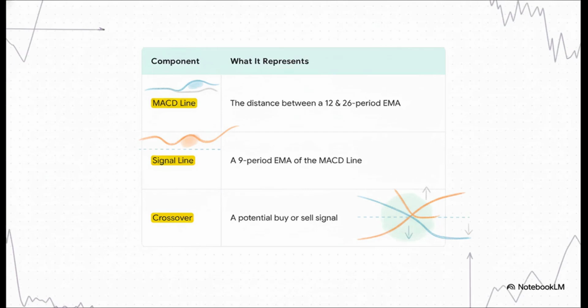Let's break it down real quick. You've got the main MACD line itself, which is just the space between a fast 12-period average and a slower 26-period one. Then there's the signal line, which is basically a smoothed-out version of that MACD line. But the magic, the thing everyone watches for, is the crossover. That's when one line crosses the other.